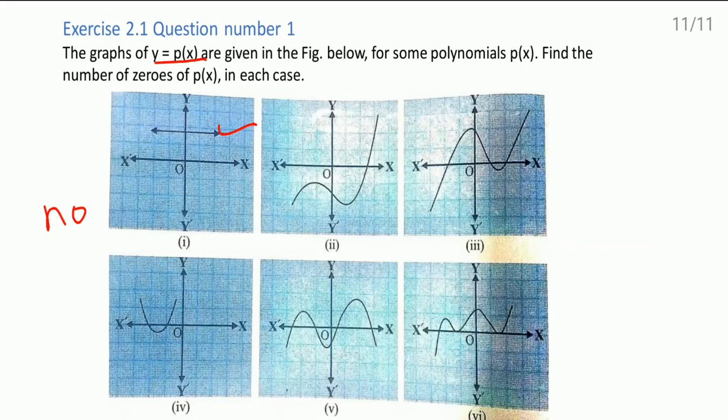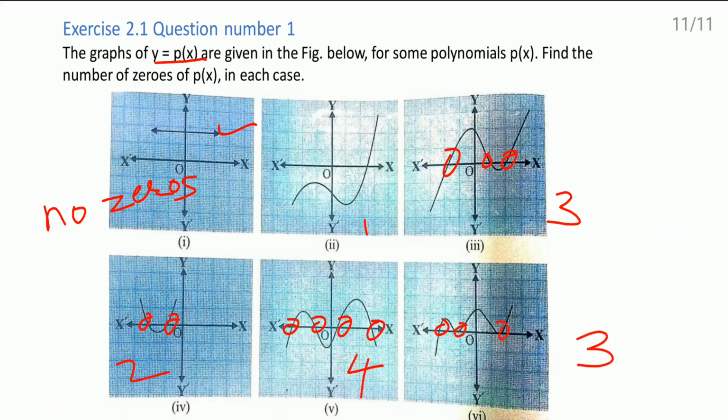That means for the first question, no zeros. Here what will you write down? No zeros. Now look at the second one. Only at one place it is intersecting. So what will we say? It has 1 zero. Now for this one, 1, 2 and 3. At 3 places. That means how many zeros? 3 zeros. Here 1 and 2. Here 2 zeros. 1, 2, 3, 4. So 4 zeros. 1, 2, 3. So 3 zeros.